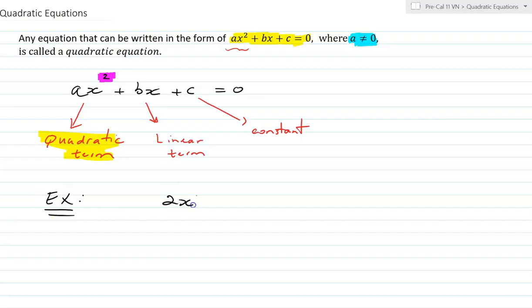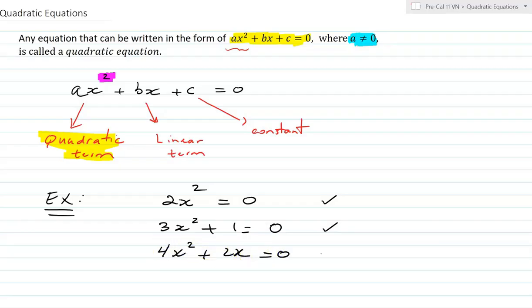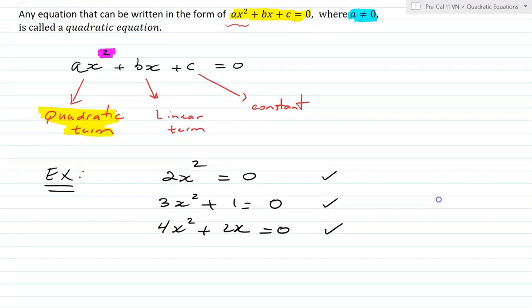Suppose I give you 2x squared is equal to 0. That's a quadratic equation because it's got a power of 2. It doesn't have a linear term, that's okay. It doesn't have a constant. Well, it does have a constant. The constant is actually 0, right? 2x squared plus 0, that's the same thing. Or you could have something like 3x squared plus 1 is equal to 0. That's a quadratic equation as well. Another way of writing it, 4x squared plus 2x equals 0. That's another example of a quadratic equation.